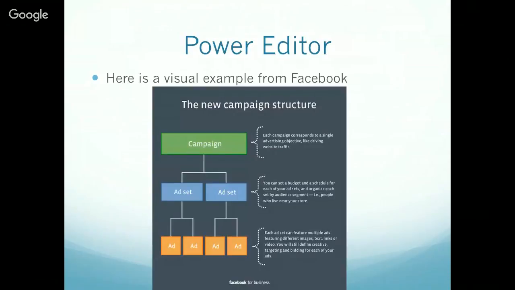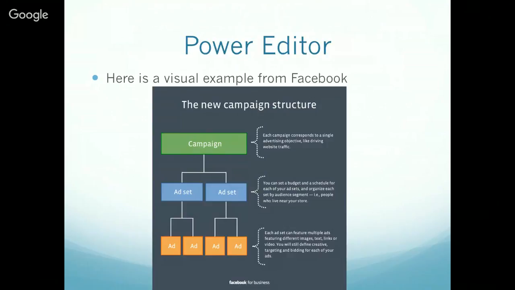So for those of you that are visual learners like myself, here is an example that Facebook has created. I'll just go over it. The campaign, which is at the top: each campaign corresponds to a single advertising objective, like driving website traffic. And then next, in the blue, is the ad set, and you can set a budget and a schedule for each of your ad sets and organize each set by audience segment, such as demographics. And then finally, the orange ones are the ads.